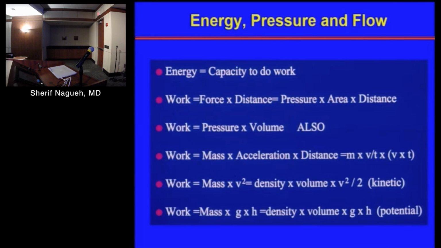Energy, pressure, and flow. Energy is defined as the capacity to do work. It has the same units as work. Work is given by force times distance. This is for a solid object. In terms of fluids, we can replace force by pressure times area, and distance. Area multiplied by distance is volume. So if you know the pressure of a fluid and you know the volume of the fluid, now you know the work that has been exerted.